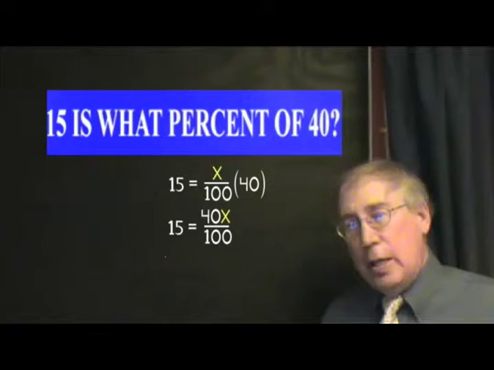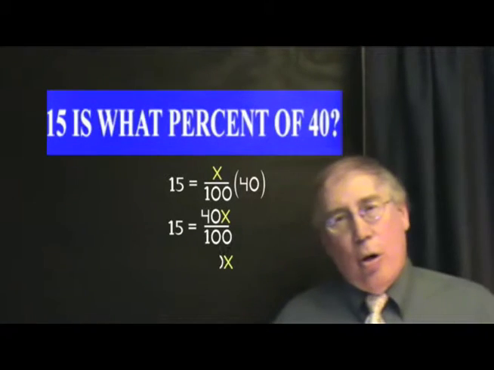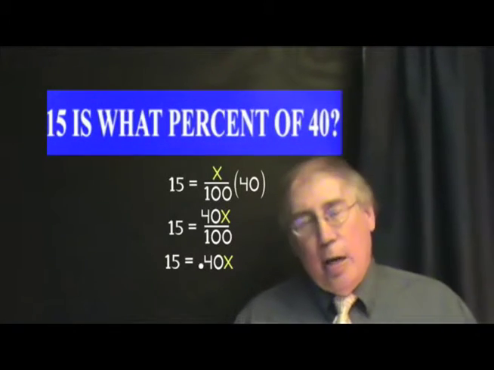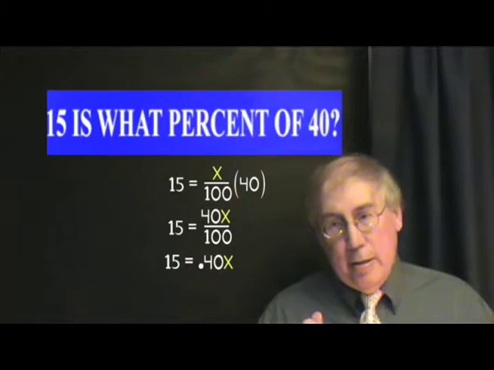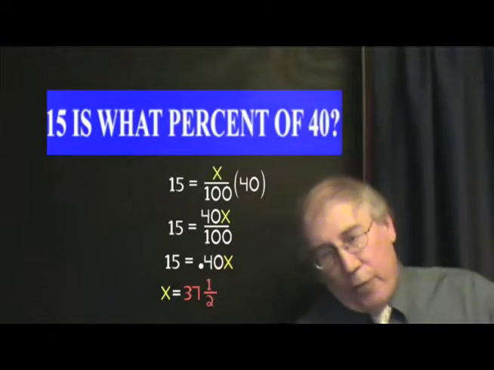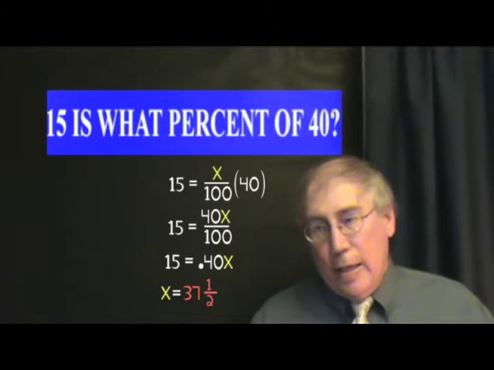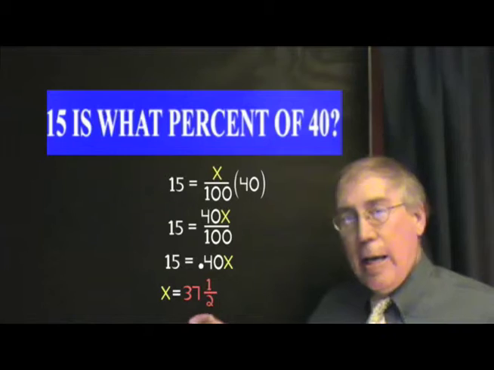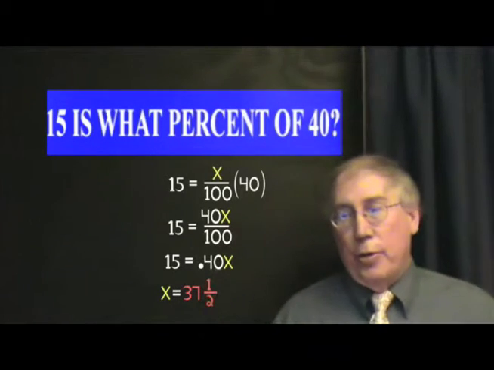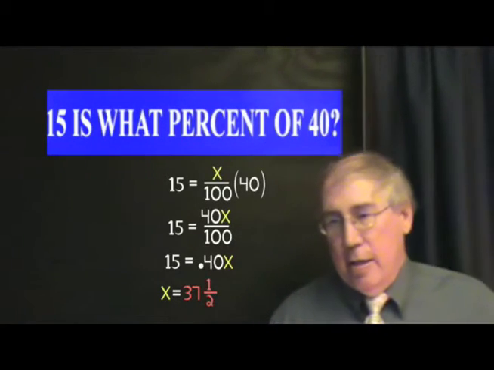So we have 15 equals 40x over 100. Now we can divide the 100 into 40 and get 0.40, and then we can divide 0.40 into the 15, and it'll work out as 37 and a half, or we'll have 37.5% in this problem.